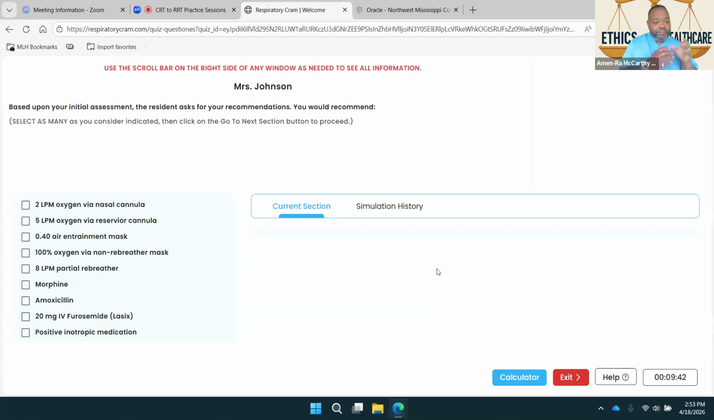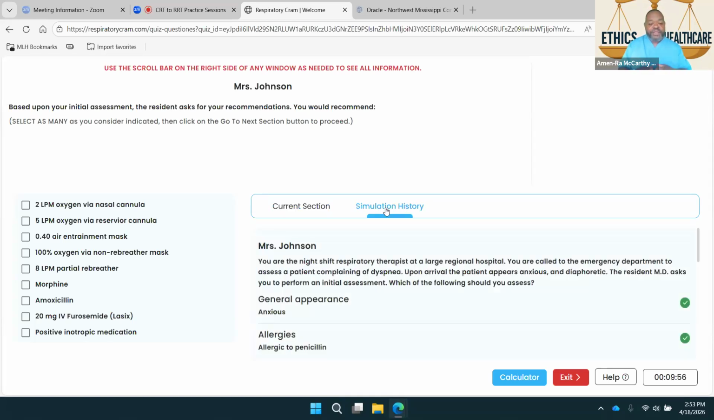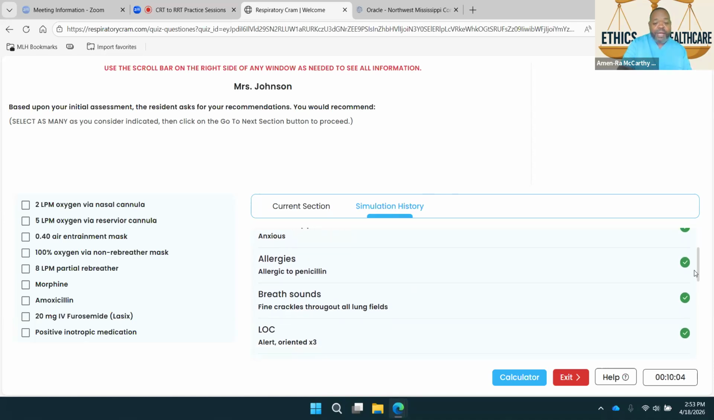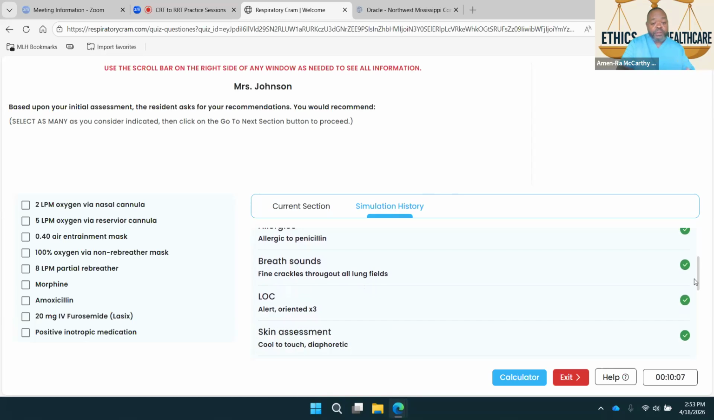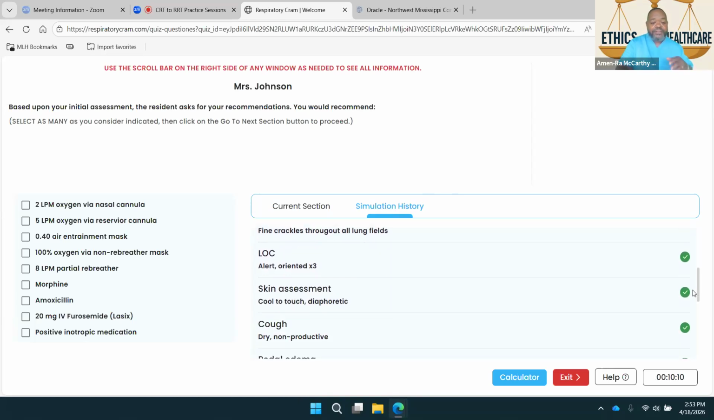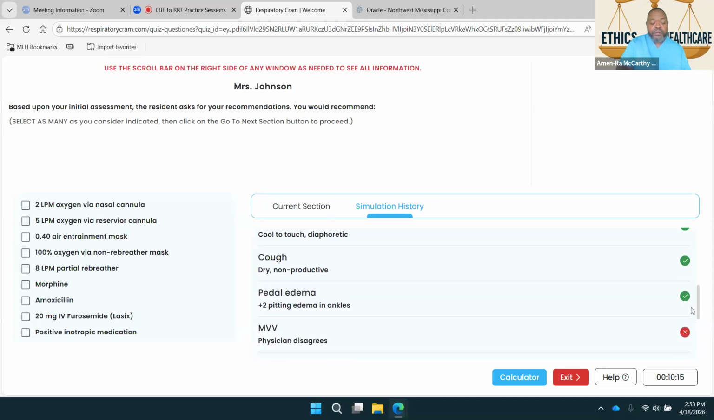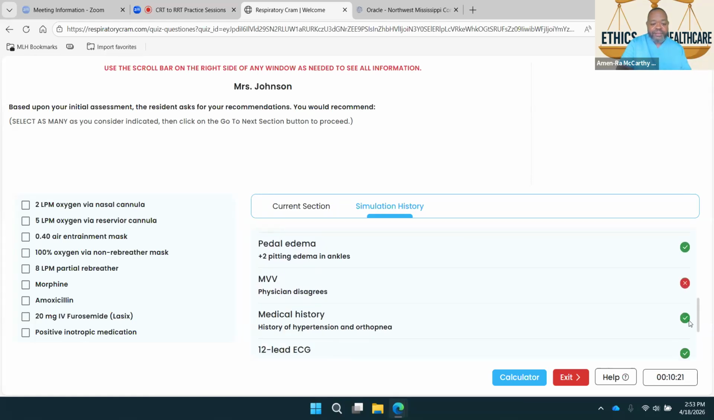Based on your initial assessment, the resident asks for your recommendations. Now, this time you can choose as many as you want. Sometimes they may say choose only one, right? But based on our initial assessment and simulation history, remember the patient is anxious, she is allergic to penicillin, breath sounds of fine crackles throughout the lung fields. She's alert and oriented times 3. Skin is cool to touch and diaphoretic. She has a dry, non-productive cough, +2 pitting edema in the ankles, right? MVV, we didn't get.